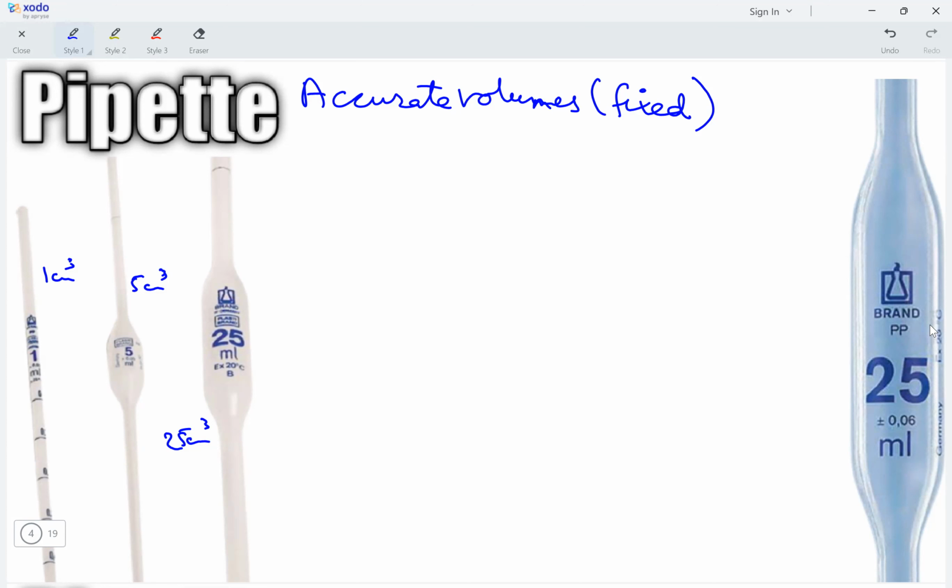The one that is commonly used in a high school chemistry lab is the one having a 25 cm cube volume. If you can see, the volume stated is 25 ml. 1 ml, ml stands for milliliter, is equal to 1 cm cube. So 25 ml is equal to 25 cm cube.